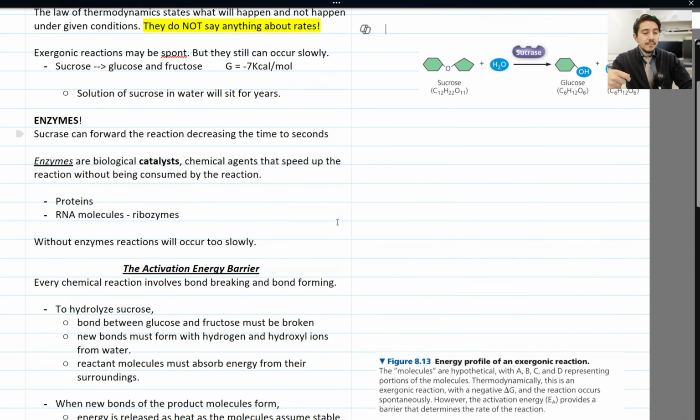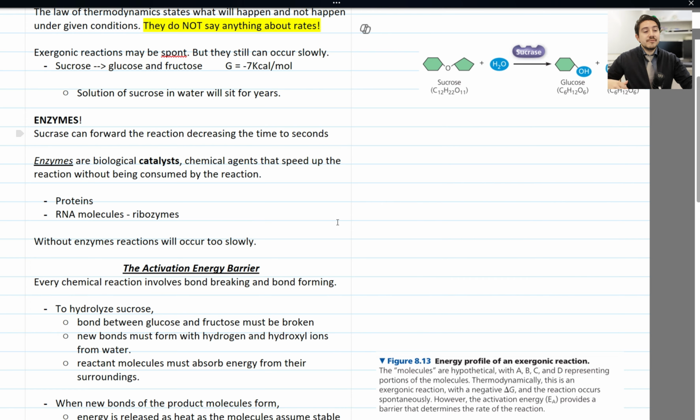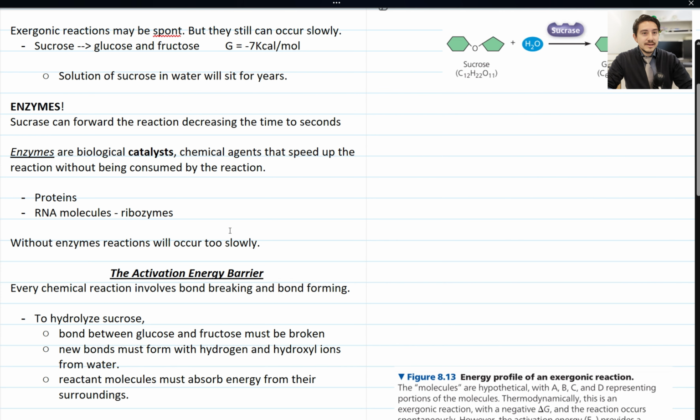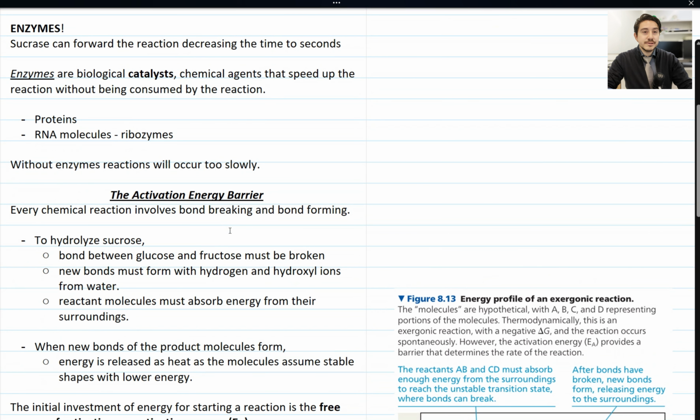So what is used in biological systems are enzymes. In this particular case, you have an enzyme called sucrase, and that sucrase can make the reaction proceed a lot faster, in terms of seconds. Okay? So in general, that's the function of enzymes. Enzymes are biological catalysts, so they're chemical agents that speed up the reaction without themselves being consumed in the reaction. So it doesn't become part of the product molecule.